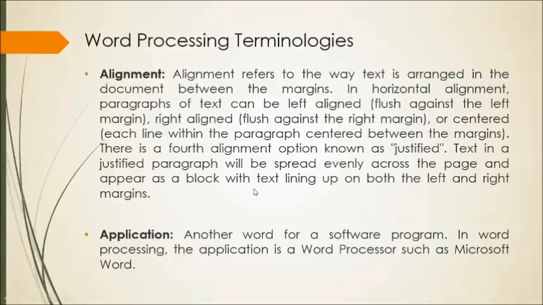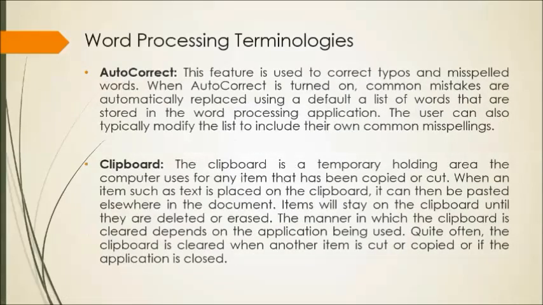Next, we have application, another word for a software program. In word processing, the application is a word processor such as Microsoft Word. We have autocorrect. This feature is used to correct typos and misspelled words. When autocorrect is turned on, common mistakes are automatically replaced using a list of words that are stored in the word processing application. The user can also typically modify the list to include their own common misspellings.